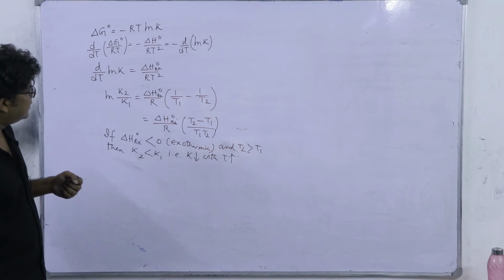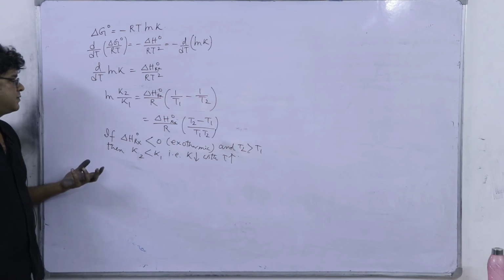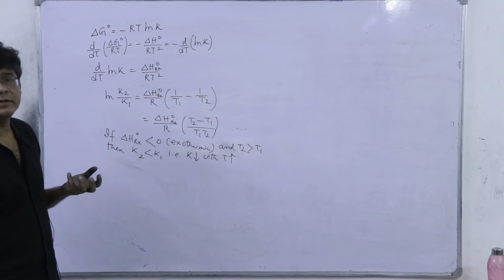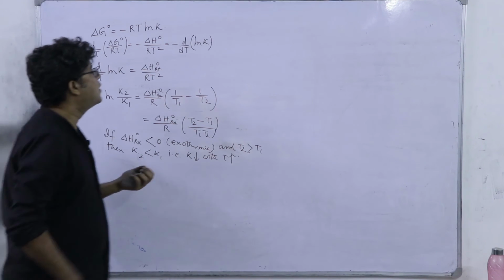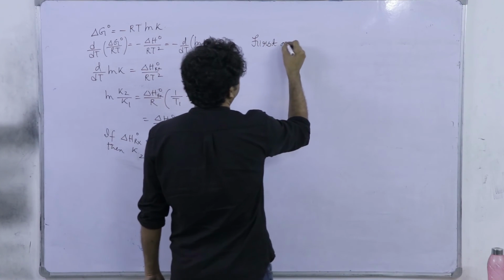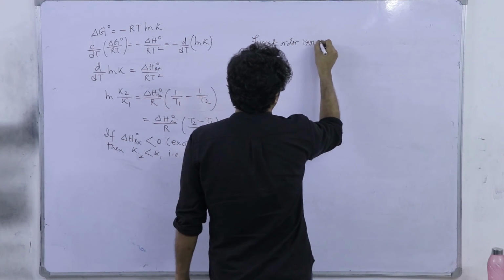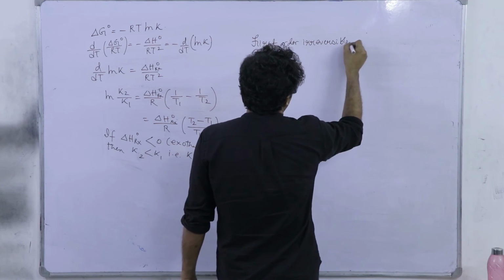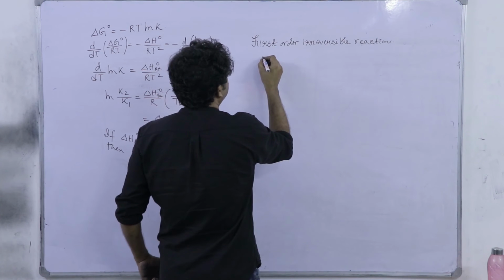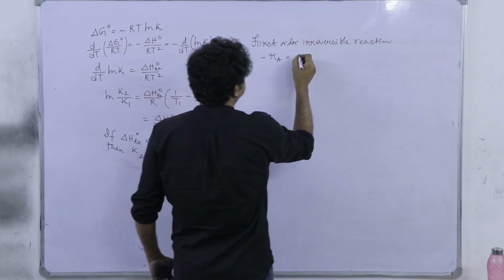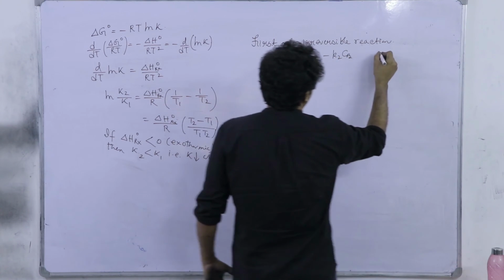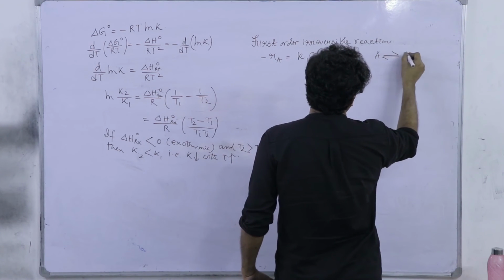Now, the point is that for an exothermic reaction, the equilibrium shifts towards the left if we increase the temperature. Now let's think of a first order reaction. First order, for simplicity, first order reversible reaction. So here it is minus Ra equal to K1Ca minus K2Cb, where the reaction is A reversible arrow B.